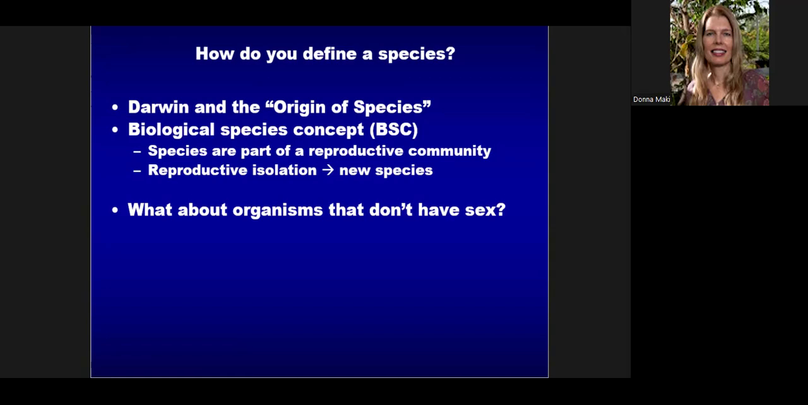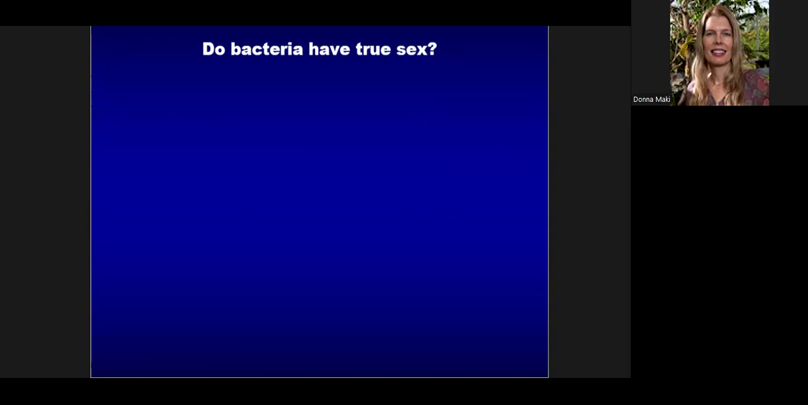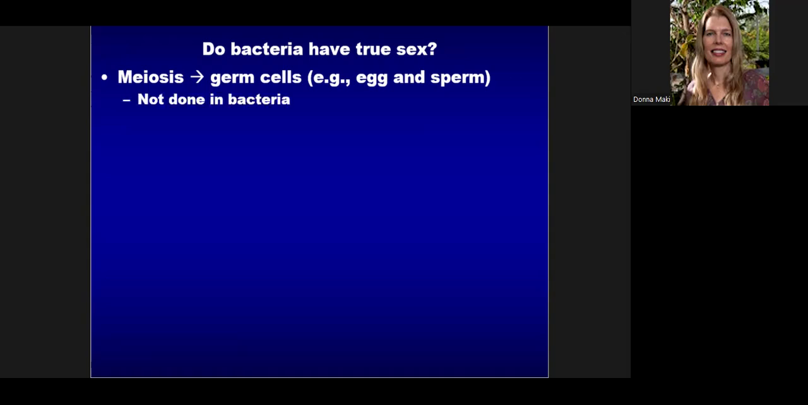If you think about sex in the human and animal world, it's this idea where you have to get sperm and egg to unite. That means some of the cells in your body go through meiosis to produce the sperm and the egg. And then you have to go through the sexual event to get the merging of the sperm and the egg.